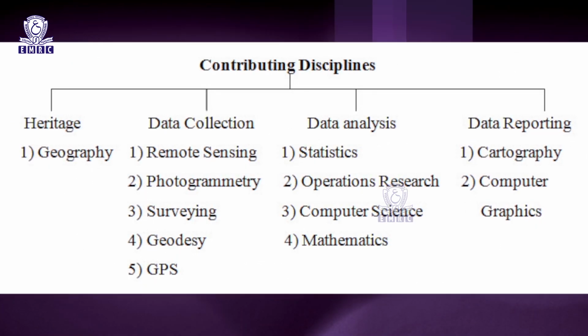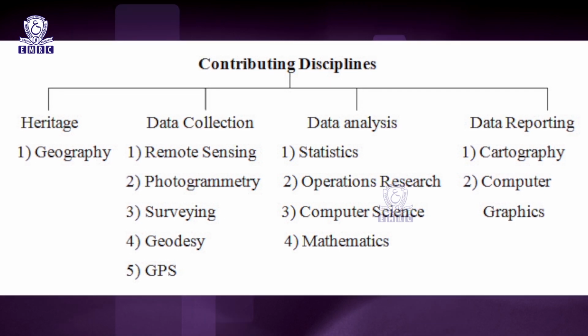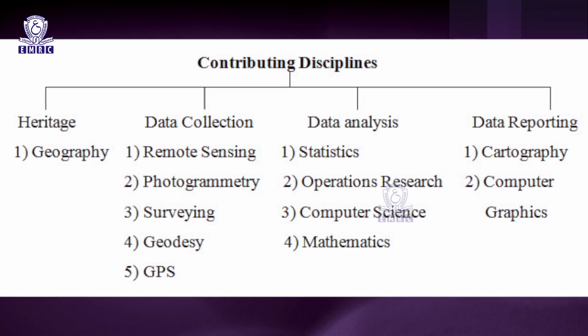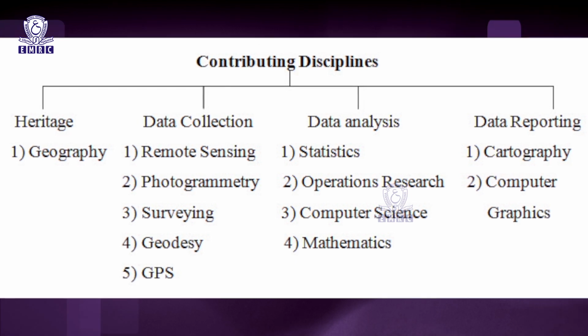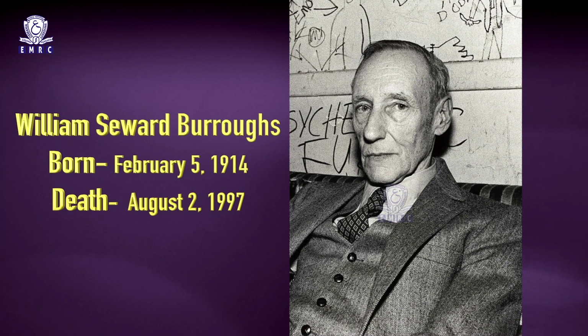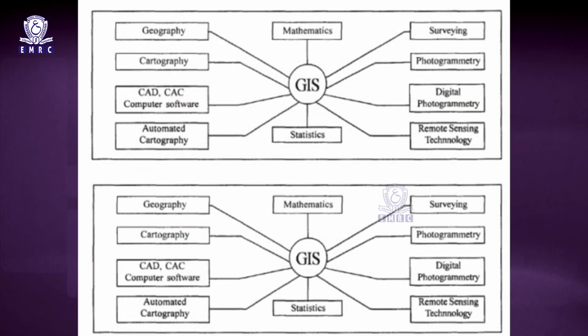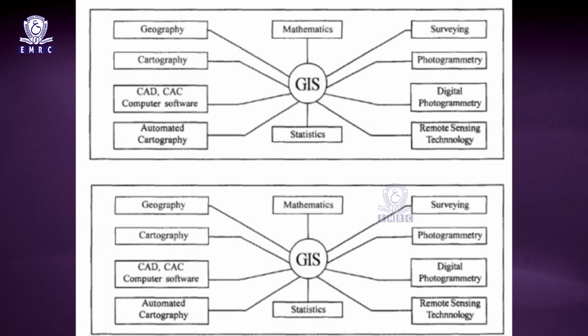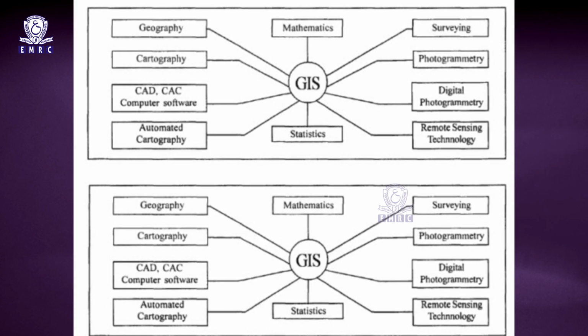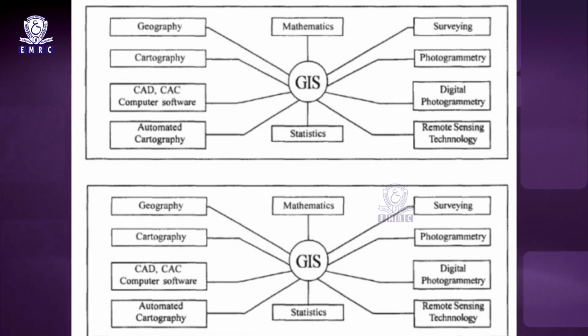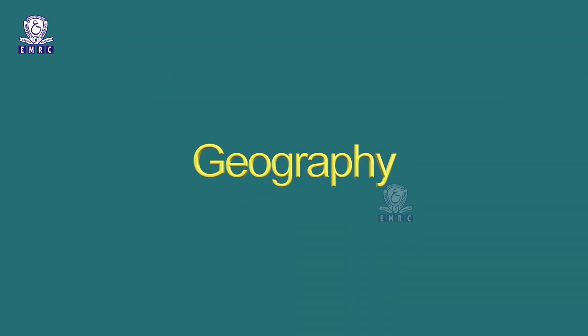The list of contributing disciplines can be classified according to heritage, data collection, data analysis, and data reporting. The contributing disciplines for the evolution of GIS (Burrough, 1998) are Geography, Cartography, Remote Sensing, Surveying and Photogrammetry, Computer Science, Technology, Mathematics and Statistics. Geography is broadly concerned with understanding the world and man's place in it.